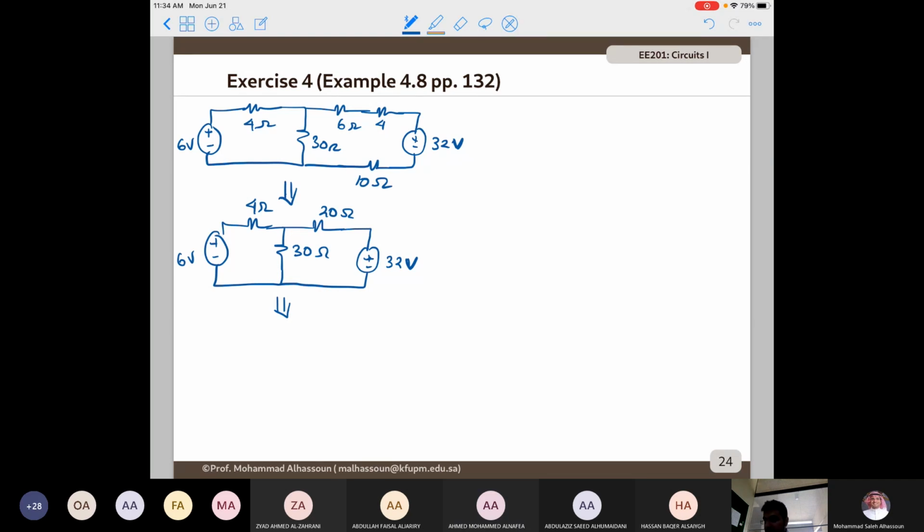Okay, now I have 32 in series with the 20, so I can convert it to a current source in parallel with the 20. So the value of the current source is 32 divided by 20. And in this case, I have 60 volts for 30, 20, and 1.6.